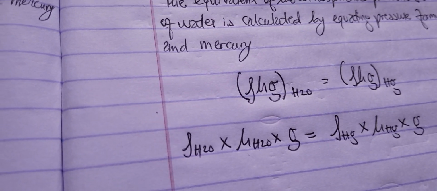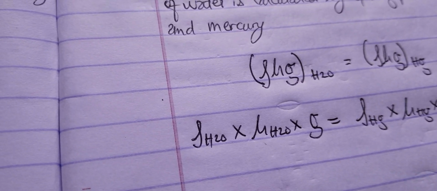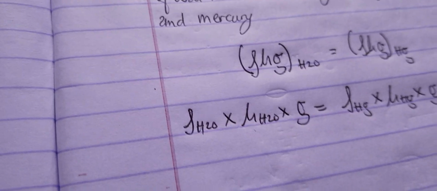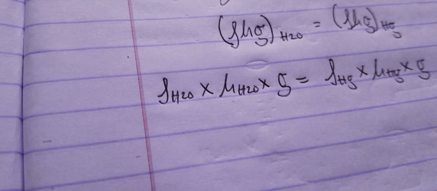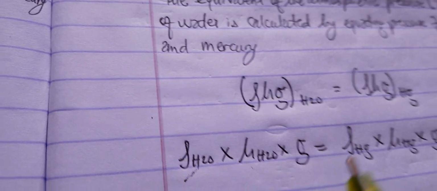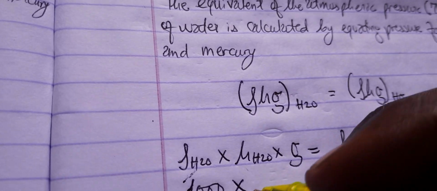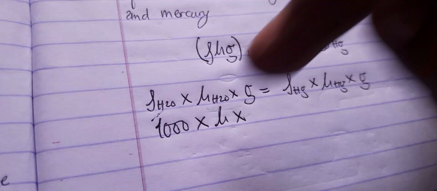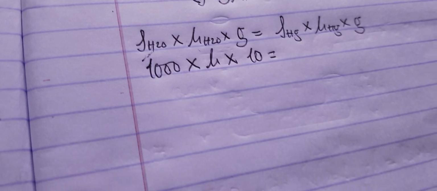So let's substitute all the formula into this. Now, do you now see that all we've been looking for was the atmospheric pressure for water? And how we get that is to equate the pressure formula of water to that of mercury. Now, looking at this, what is the density of water? We know the density of water is 10 to the power of 3. And then the height of the water is what we're looking for, which is the same thing as the atmospheric pressure times 10. That's if G is given to us as 10.